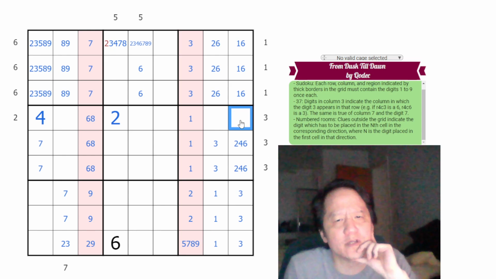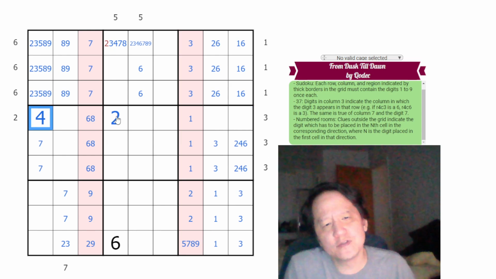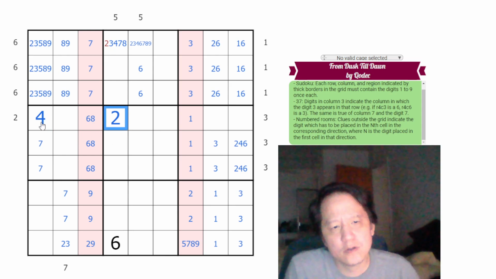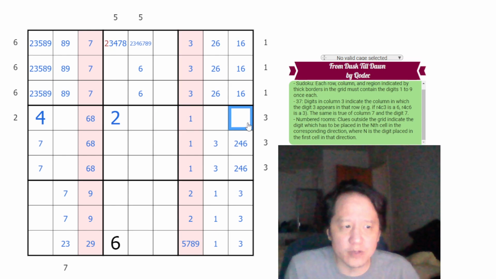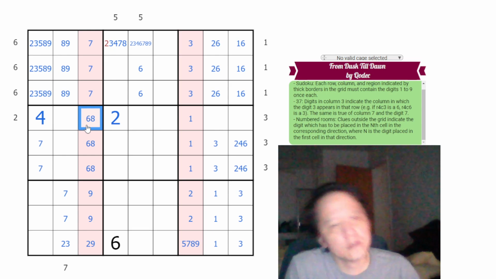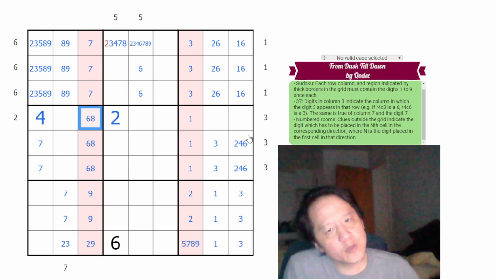Maybe this is the way to go. Okay. So if the 2 is there, if this is 4, this has to be 2. This can't be 2, 4, or 6 because the 3 can't be. The only ones it could be were 2, 4, 6, 7, 8, 9, right? Can't be. It can't be 8.